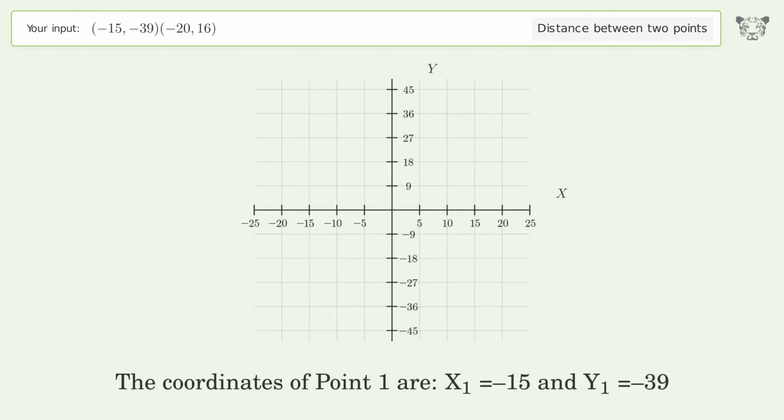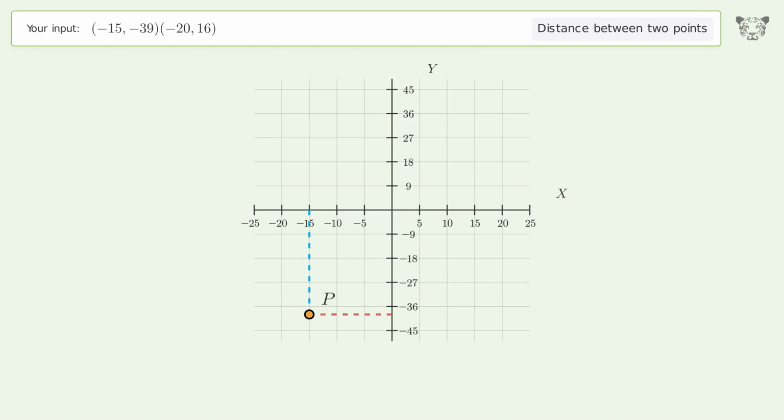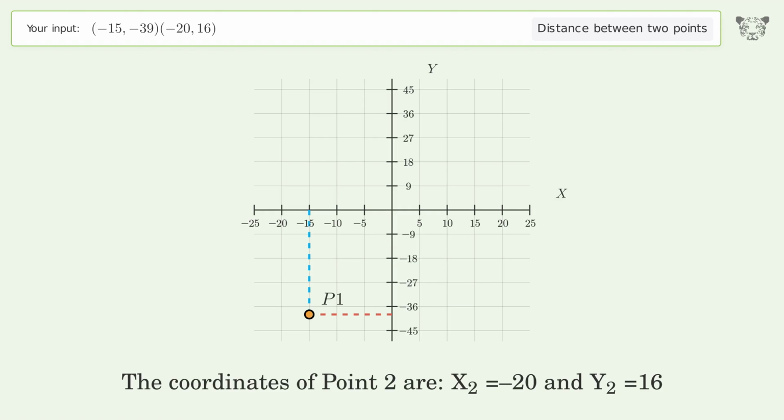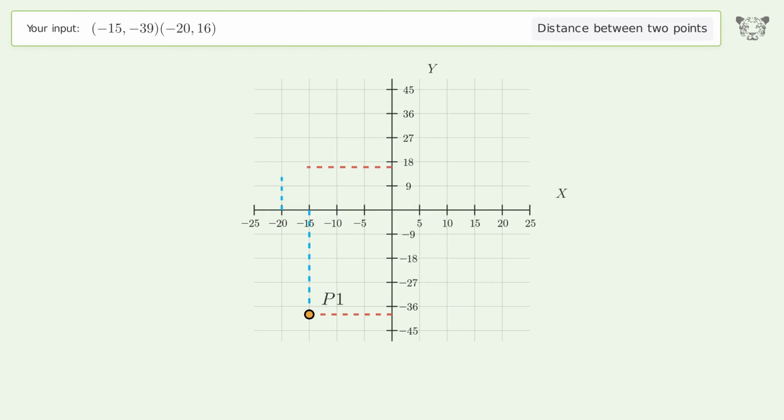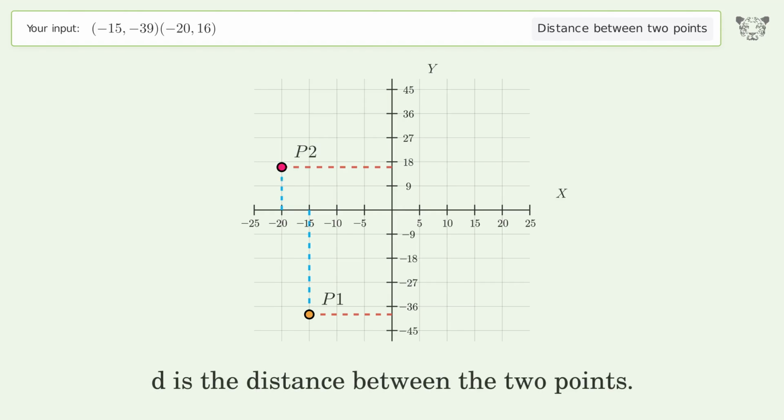The coordinates of point 1 are x1 equals -15 and y1 equals -39. The coordinates of point 2 are x2 equals -20 and y2 equals 16. D is the distance between the 2 points.